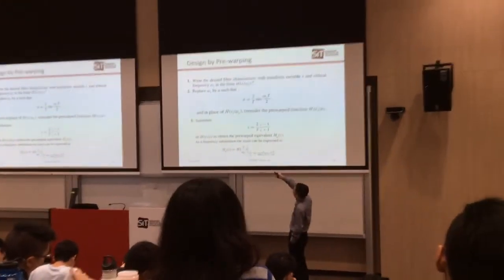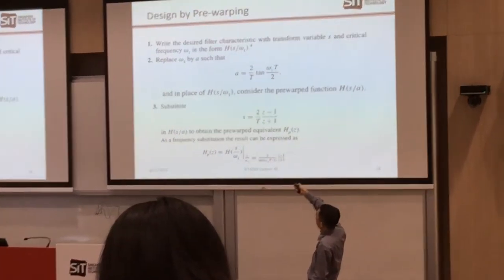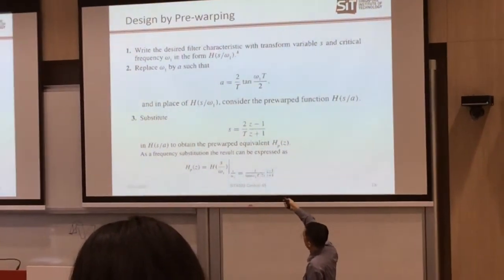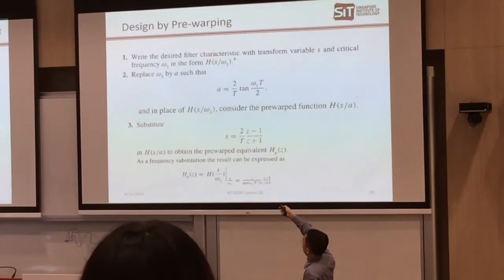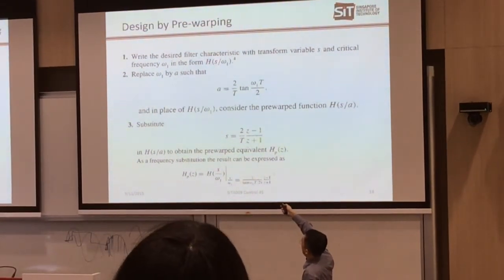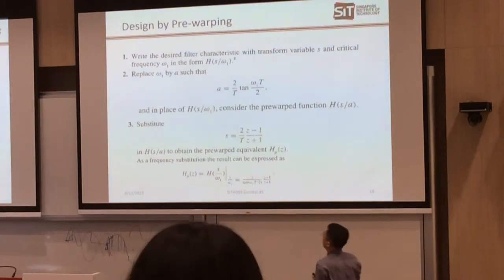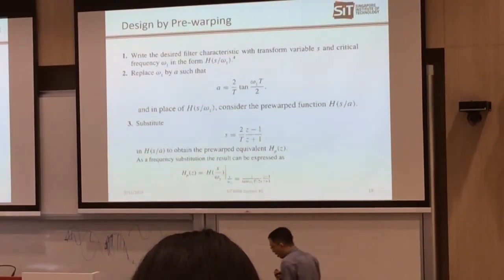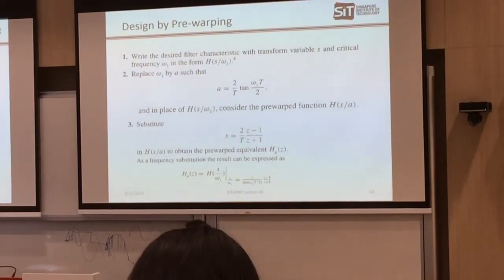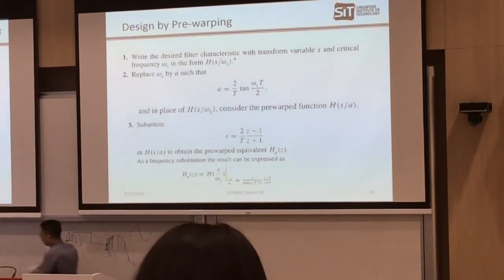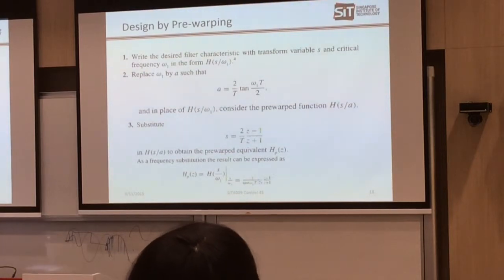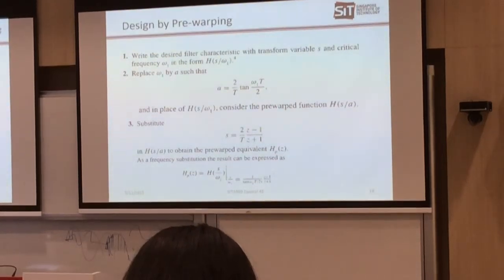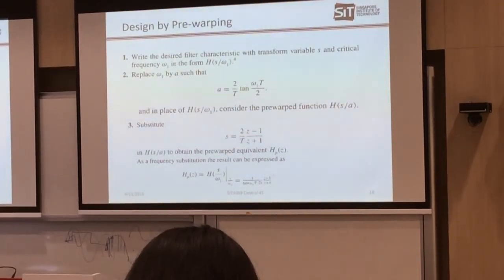First of all, you should rewrite your transfer function, instead of H(s), you need to rewrite it as H as a function of s divided by your omega 1. This omega 1 will be your critical frequency. Later, after the so-called prewarping, you will make sure at that critical frequency you obtain the same result as in your S function.